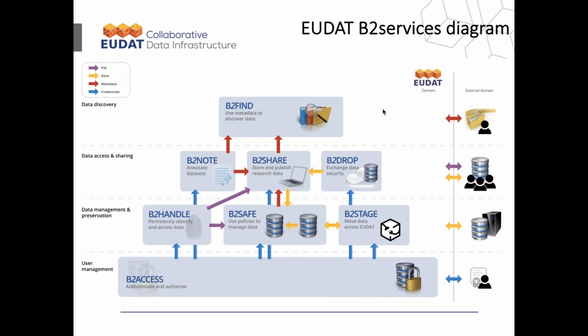out there. You can also see the flow of credentials, data, and metadata in this diagram. As you can see, for example, authentication is required for almost all the services in EUDAT, except for B2FIND, which is for data discovery, and also the data and metadata flow. So you can see that these services are interconnected to support this FAIR data. I'll briefly go through each of these services and introduce them to you in more depth.